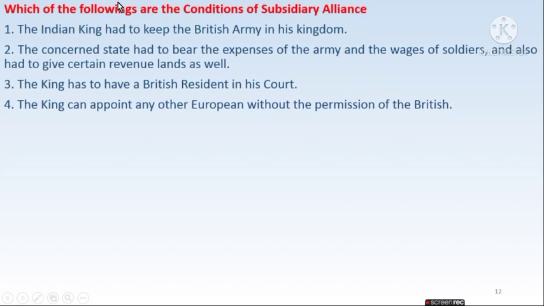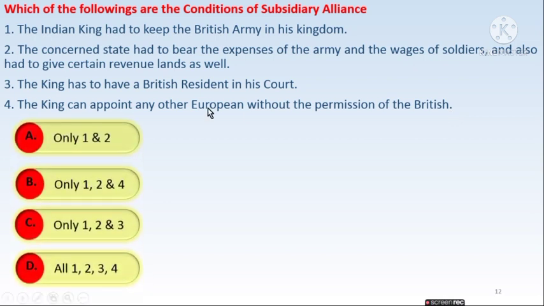The next question is, which of the following are the conditions of subsidiary alliance? One, the Indian king had to keep the British army in his kingdom. Two, the concerned state had to bear the expenses of the army and the wages of soldiers, and also had to give certain revenue lands. Three, the king has to have a British resident in his court. Four, the king can appoint any other European without the permission of the British. Let's see the options. Only 1 and 2 are correct. Only 1, 2 and 4 are correct. Only 1, 2 and 3 are correct. All 1, 2, 3, 4 are correct.